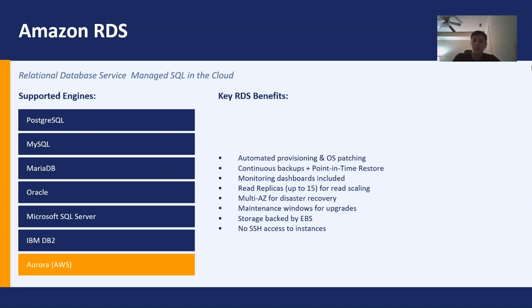So the advantages of using RDS over running a database on EC2 include automated provisioning and OS patching, continuous backups with point-in-time restore, monitoring dashboards, read replicas for scaling read traffic, maintenance windows for upgrades, and storage backed by EBS.